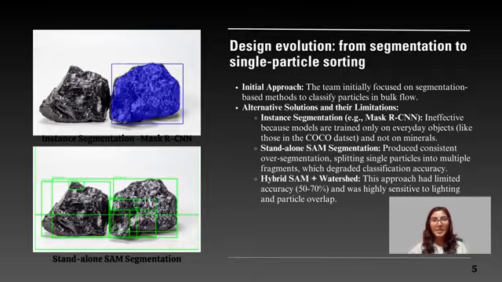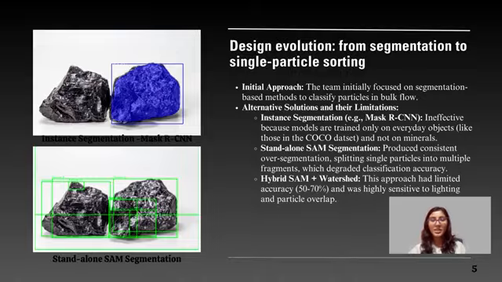Our final design came after a careful process of evolution. We didn't start with single particle sorting because our initial idea was to use segmentation to classify multiple particles at once in a bulk flow, since we can experience the same scenario in industry. We tested several approaches, such as segmentation models like Mask R-CNN, but they were ineffective because they are trained on common objects, not specific minerals like graphite.